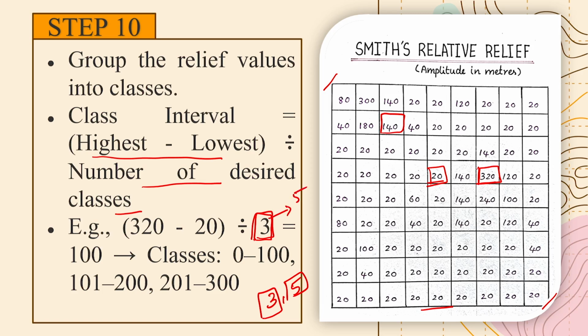So, once this is done, the value of 320 is entered here and the value of 20 is entered here, and the difference is divided by 3. Once this is subtracted, we get 300, and once divided by 3, we get a value of 100 here. So, this becomes the base for classifying your class interval. What does it mean? 0 to 100 will be one of your classes, 100 to 200 will be another class, and 200 to 300 is your final class, in case of having 3 classes.